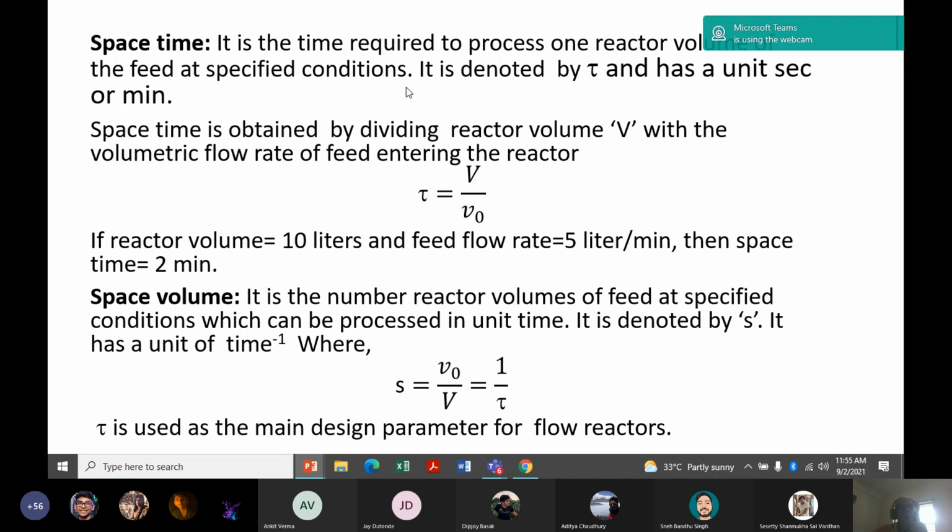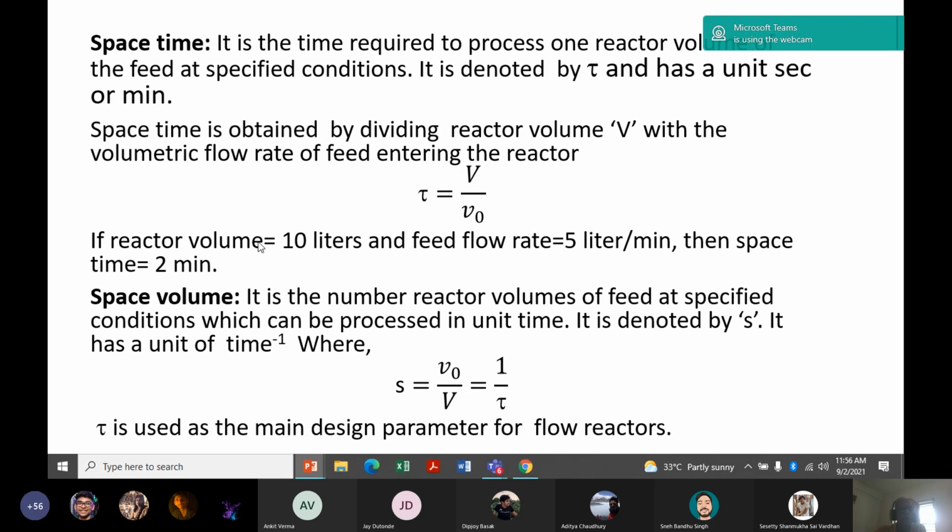Space time is the time required to process one full reactor volume of the feed. Say the feed rate is V0 and the reactor volume is V. So to process the full reactor volume V, capital V, what is the time required for the feed? That is called space time.